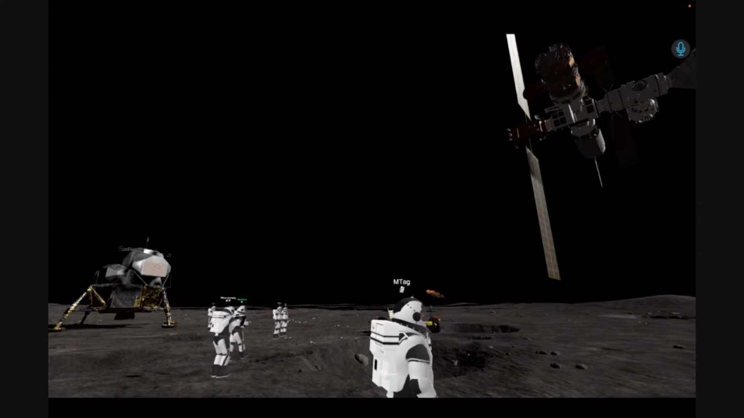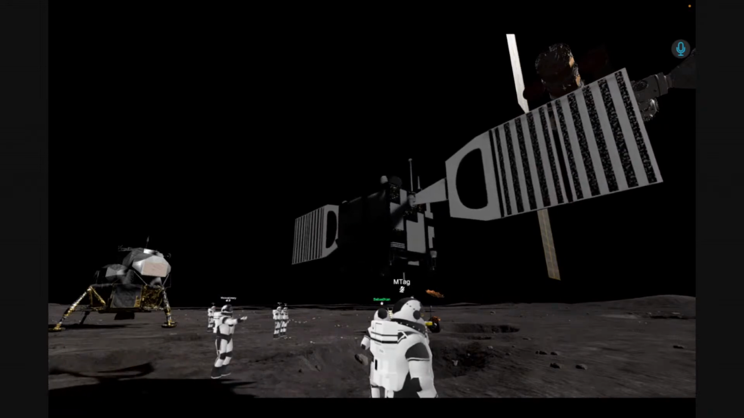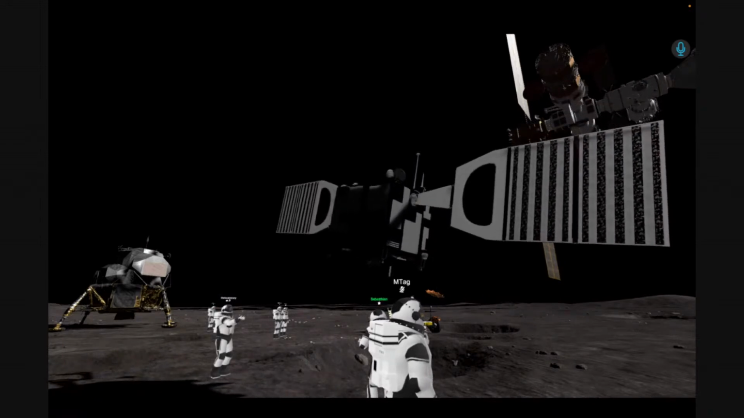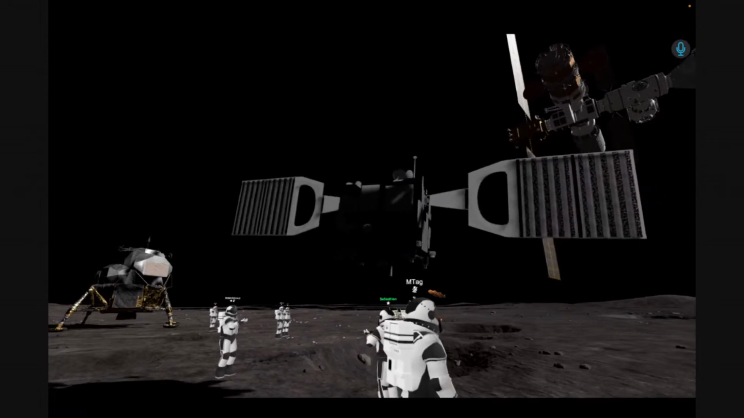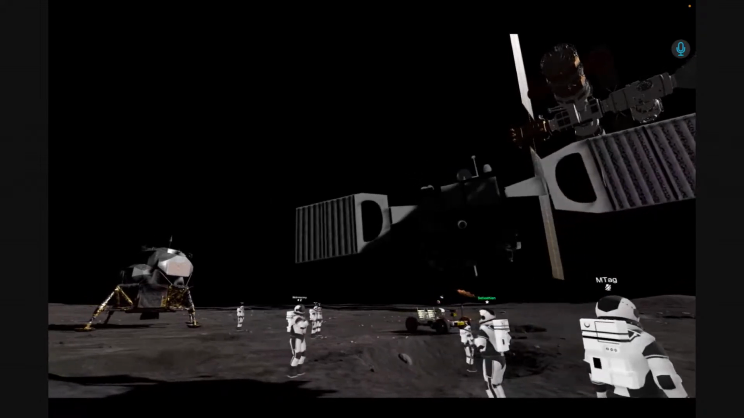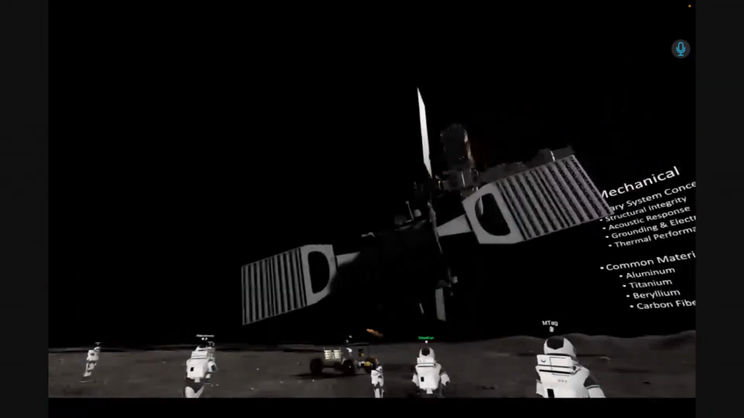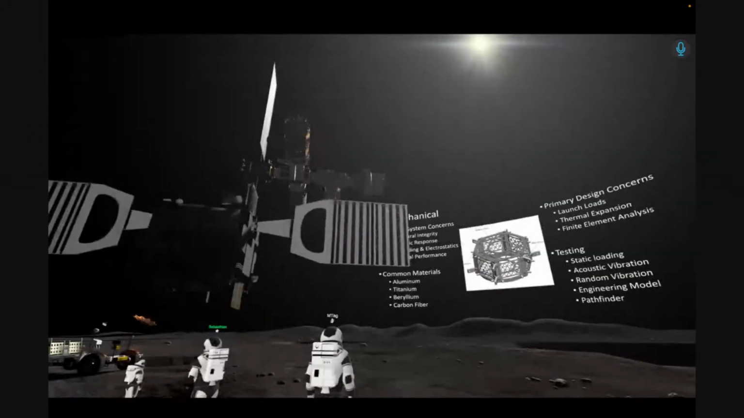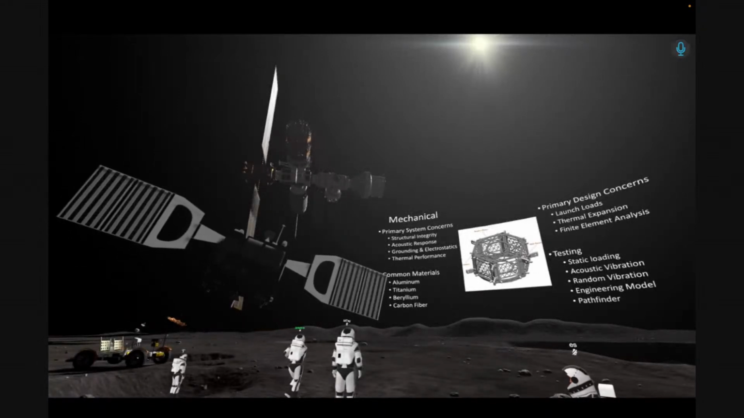Okay, so the common materials that you can find in mechanical systems for satellites are aluminum, titanium, beryllium, and carbon fiber. It depends on the satellite. Maybe some parts of the satellite will be done with carbon fiber, and some other parts will be done with aluminum. So it's not necessarily that you will be using only one material. It always depends on the mission, on the objective.